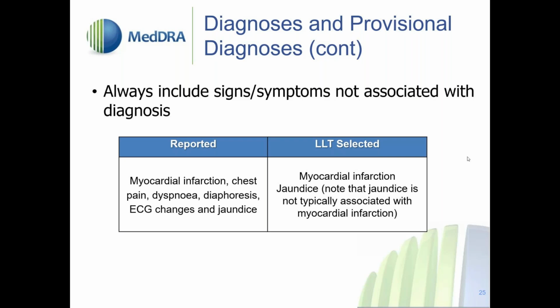So if you have, for example, myocardial infarction with chest pain, dyspnea, diaphoresis, ECG changes, all of these so far are associated with the diagnosis of myocardial infarction. That's a single medical event that happened to this patient, but they also had jaundice. Jaundice is not typically associated with myocardial infarction. There could be a secondary underlying pathology happening here. So you don't want to miss that bit of information.